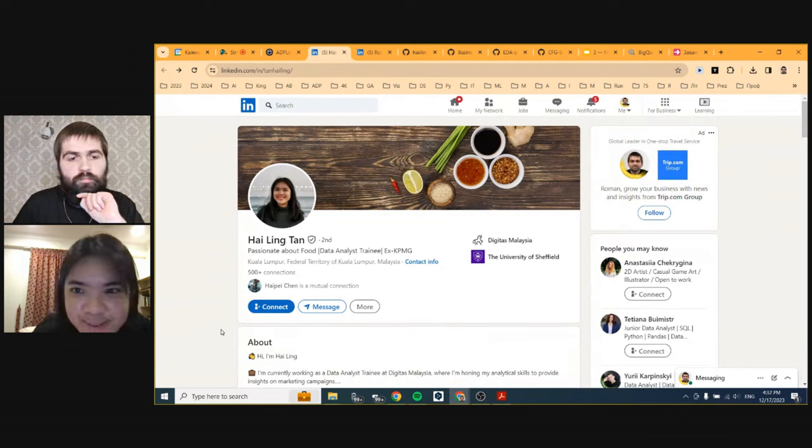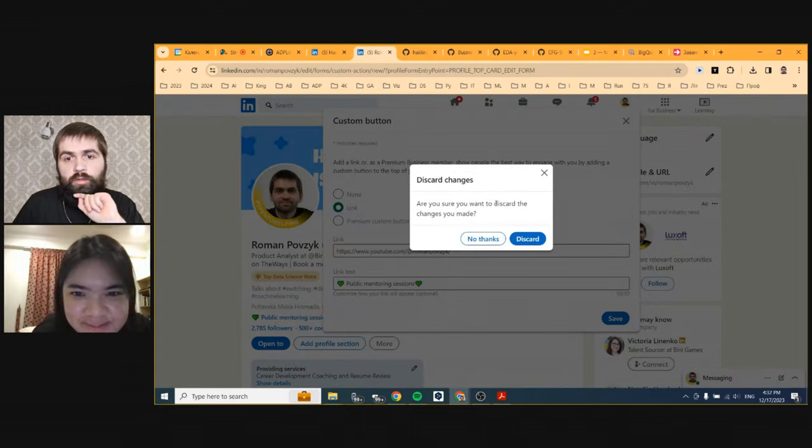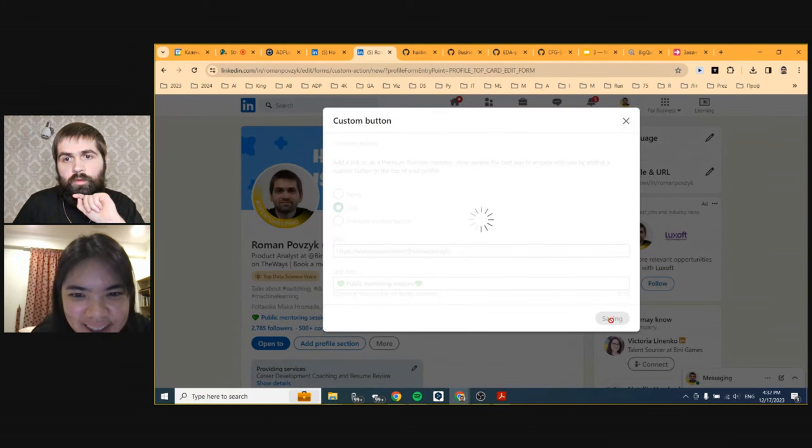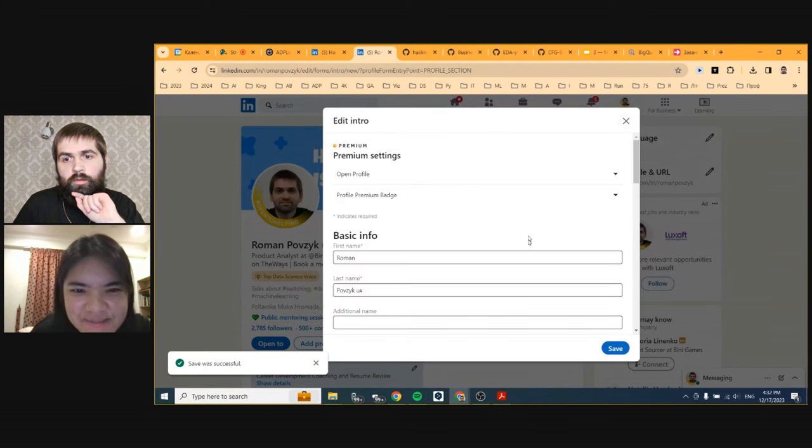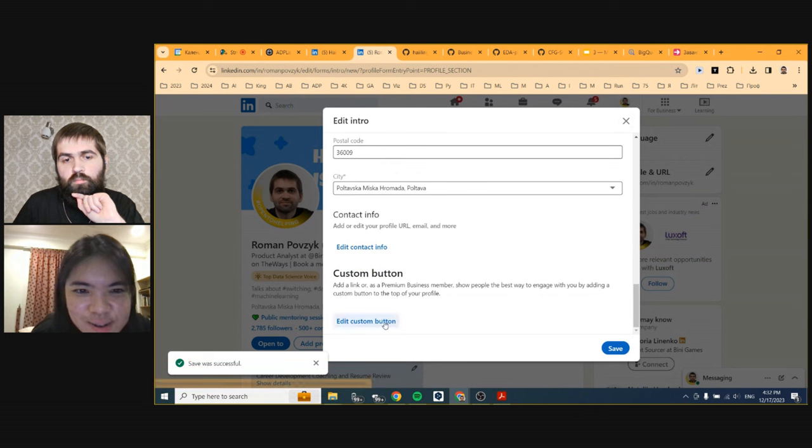Wait, it's the pencil beside like... Yes, the pencil on the right corner of your profile. Oh, because I don't think I have the custom button function in my contact info. Not at all. Yeah, I don't have it. Or is it only available for premium? Because I don't have it.